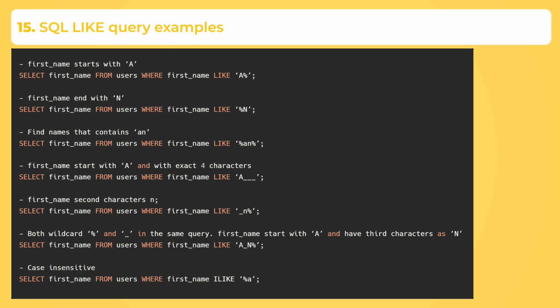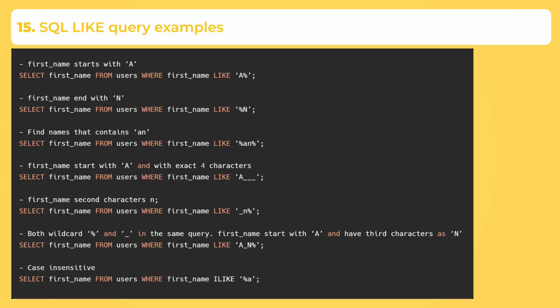Another one is first name starts with A and has exactly four characters. So SELECT first_name FROM users WHERE first_name LIKE starting with A and then three underscore symbols inside the quote. Another one is first name where the second character is N. SELECT first_name FROM users WHERE first_name LIKE inside the quote, underscore represents any character, the second character is N, and then the percent symbol.